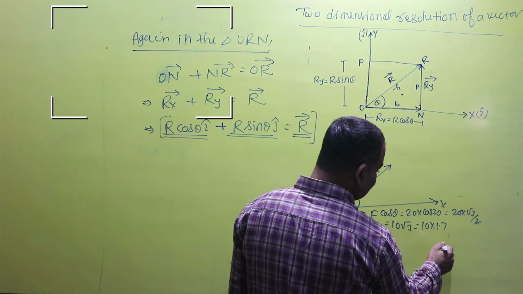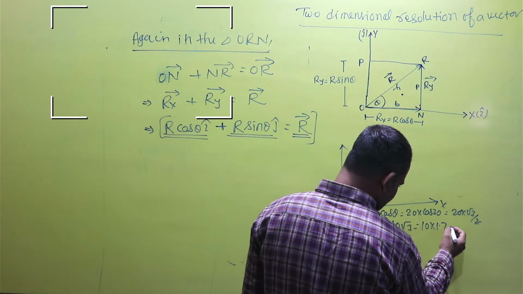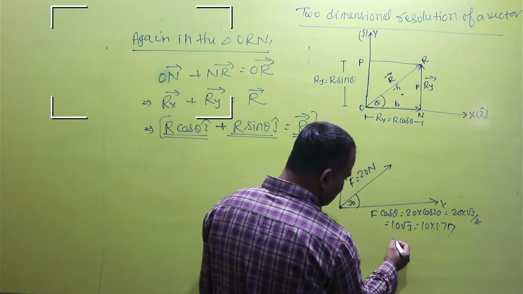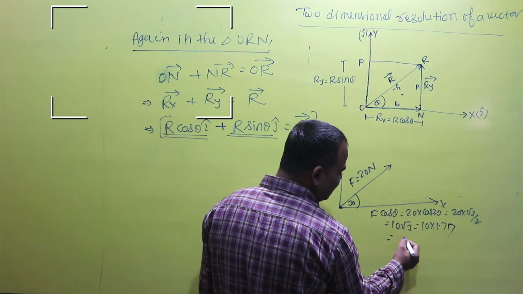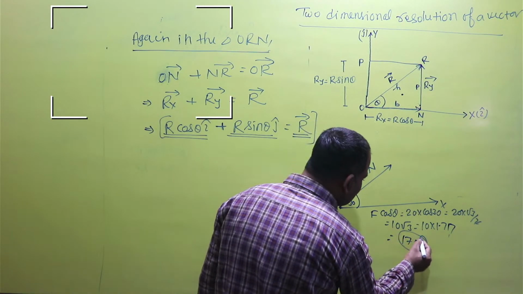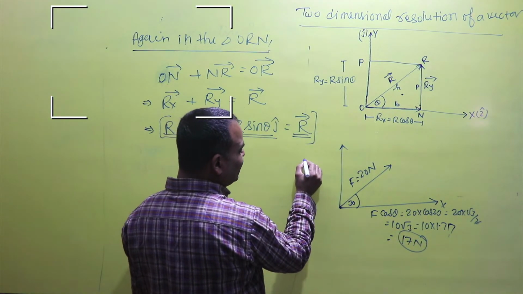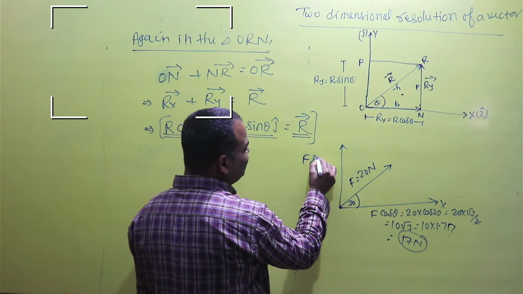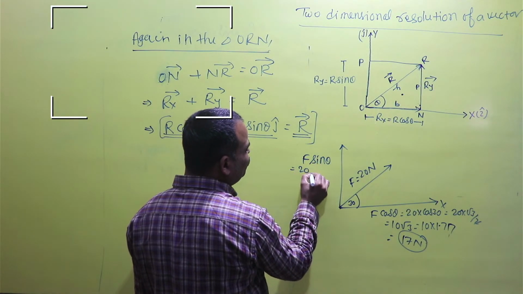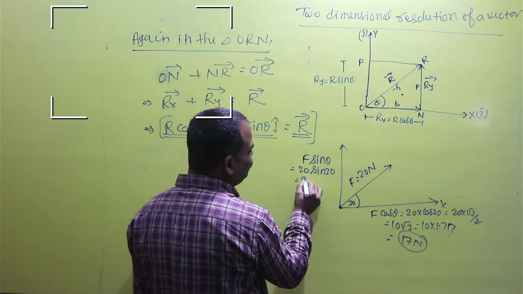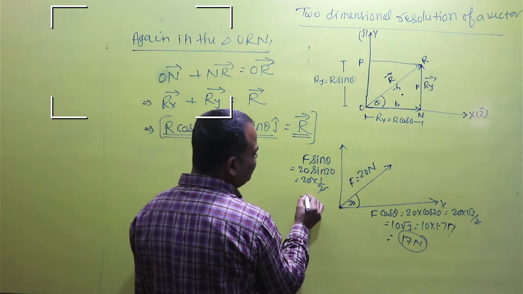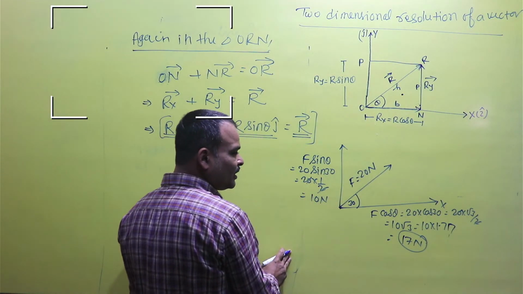So we can take it as approximately 17 Newton. And the other component will be F sin theta, and will be equal to 20 sin 30, which is 20 into 1 by 2, which is equal to 10 Newton.